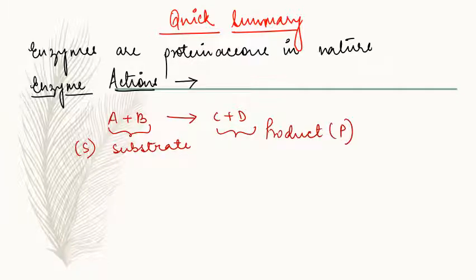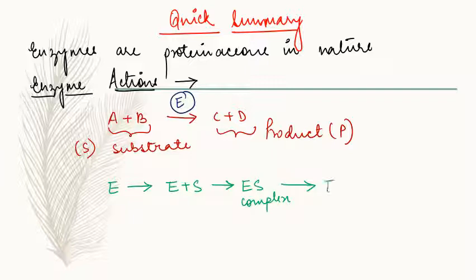Now what will happen? This is an enzyme. This is how the enzyme will carry out the action: the enzyme will form a bond with the substrate, resulting in the formation of an enzyme substrate complex, right? And this enzyme substrate complex gets converted into an enzyme product complex. After the enzyme product complex, you will get the product and the enzyme will be eliminated out, right? This is how the enzyme works.